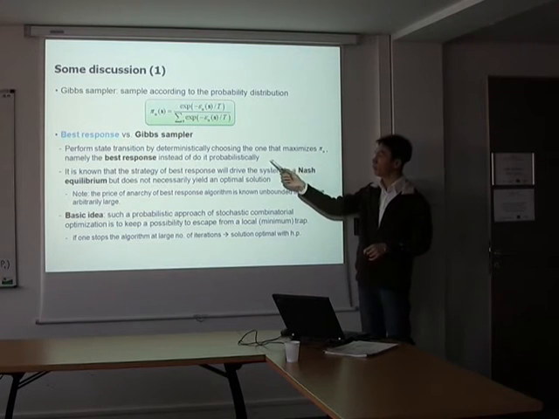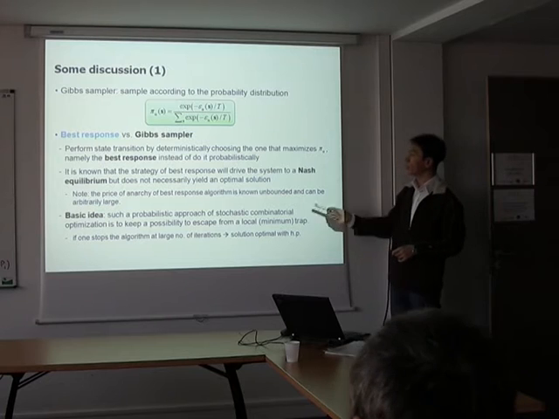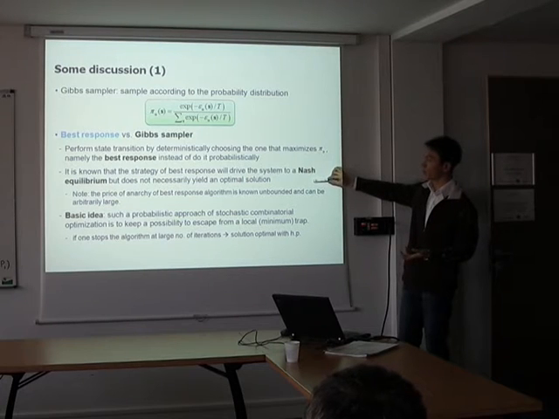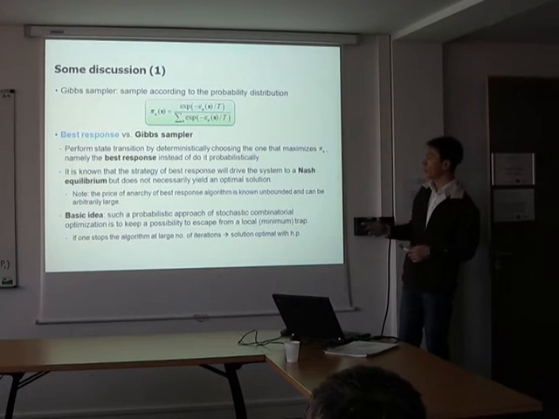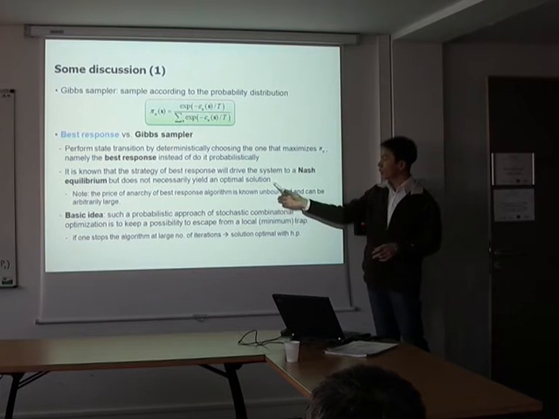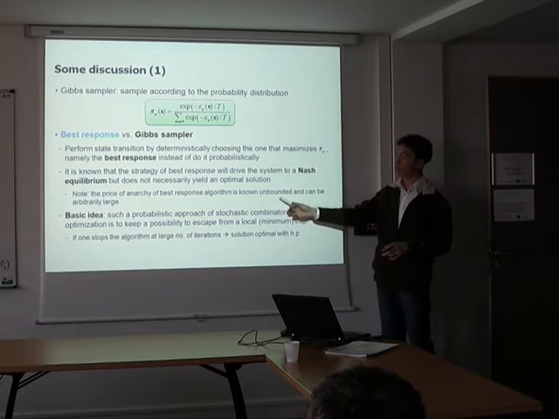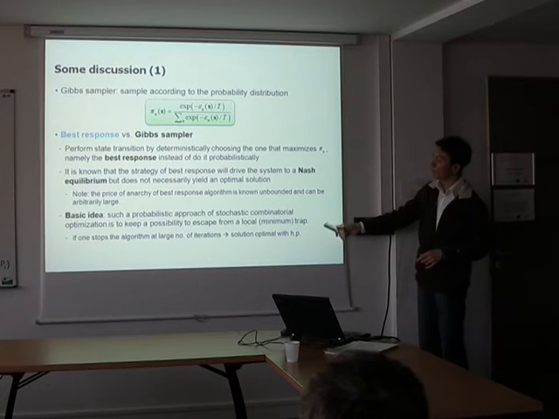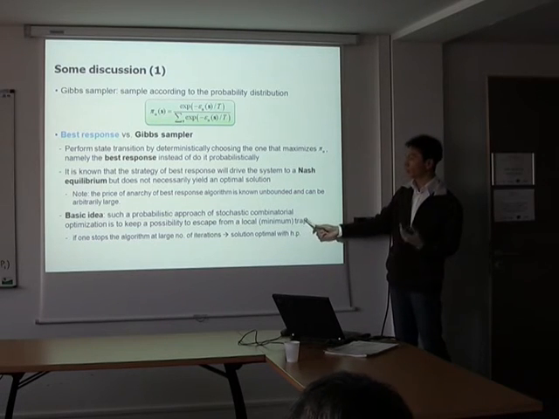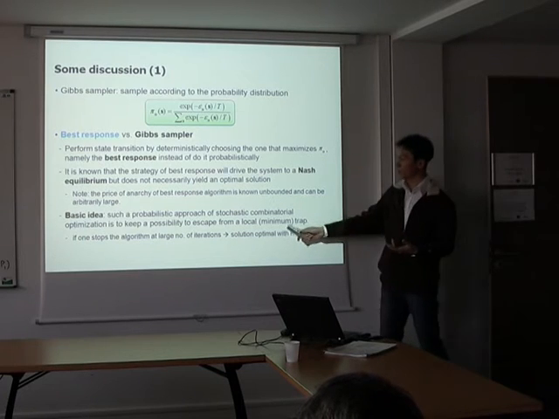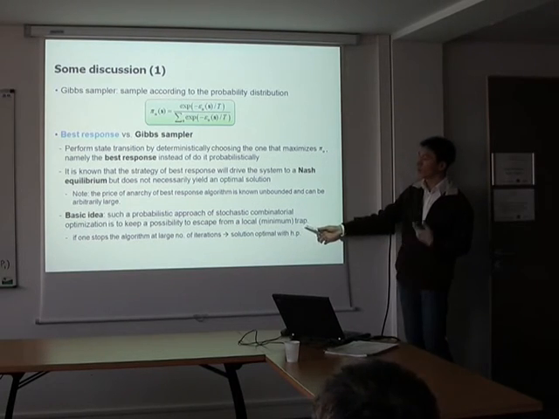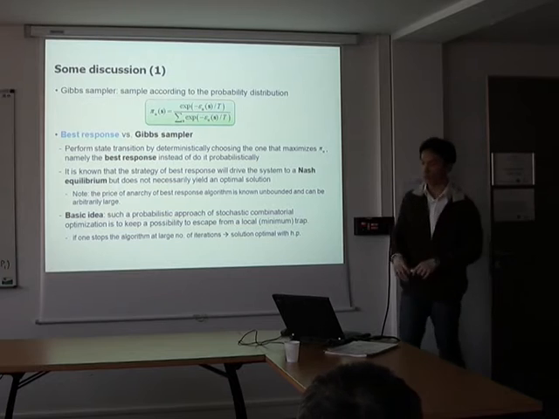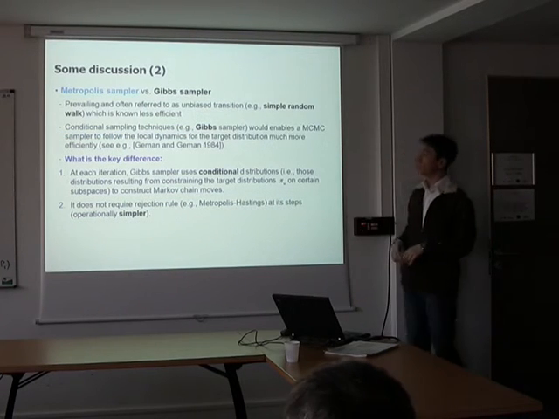The problem with the best response in this case is that if you do the best response, you can only go to a Nash equilibrium, which is not necessarily an optimal solution. And secondly, we know that the solution could be very far away from the optimal solution. It is unbounded, so there's not a strong guarantee in that sense. And the Gibbsian method gives you an approach in terms of stochastic optimization. So you have a chance to escape from the local trap with some probability, which could help you explore other points and go to a better solution. So this is a major difference.